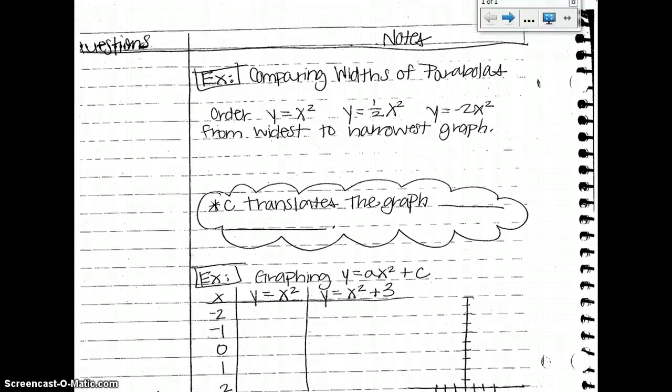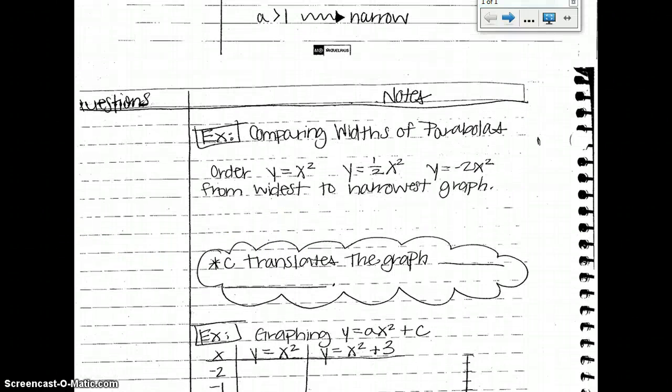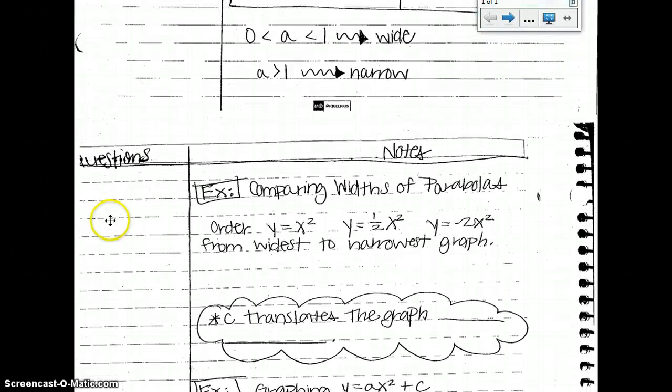Okay, go ahead and turn over to the next page. Comparing widths of parabolas. Okay, order y equals x squared and y equals a half x squared and y equals negative 2x squared from widest to narrowest graph. So we're going to use that tidbit of information that was on the other page. So I'm going to pull it up right here. Okay, since we are doing from wide to narrow, we need to order them. The first one's in between 0 and 1, and then greater than 1 is the narrowest.